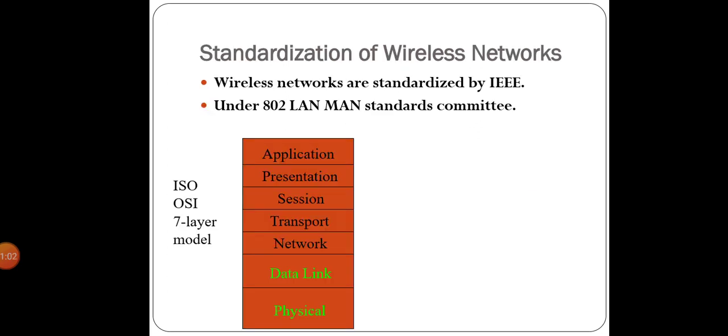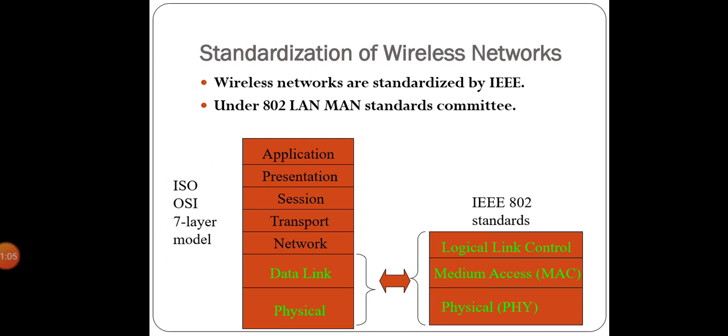Standardization of wireless networks. Wireless networks are standardized by IEEE under 802, which has LAN MAN Standard Committee. ISO OSI 7 layer, which has 7 layers from bottom to top: physical layer, data link layer, network layer, transport layer, session layer, presentation layer and application layer. The physical layer and data link layer are comprised, and it provides three different layers for IEEE 802 standards, which are physical layer, medium access layer and then logical link control layer.